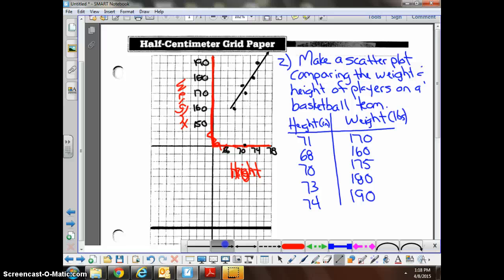What do you think of that? Looks good? Why would I do that? Why would I draw a line there? Why would we want a line? Justin. To show the averages.